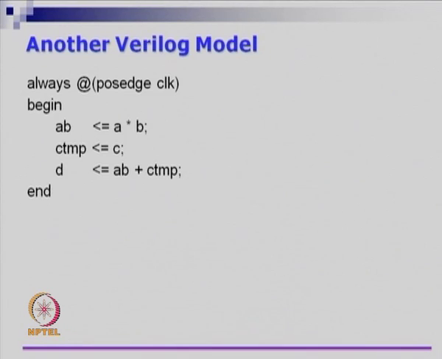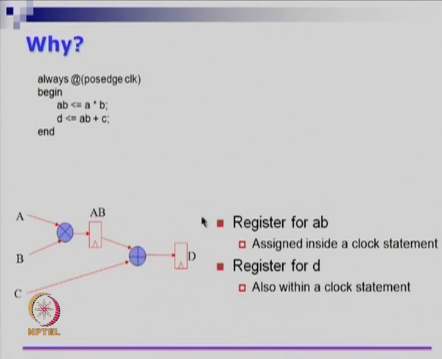Let us look at another Verilog model. In fact, if you look at this, this is not a well formed pipeline circuit. The problem with this is that it is not a well formed pipeline circuit, because A and B go through 2 levels of registers, whereas C goes through only 1 level of register. So there is a problem in the path from C to D.